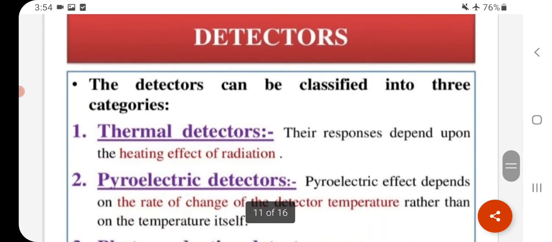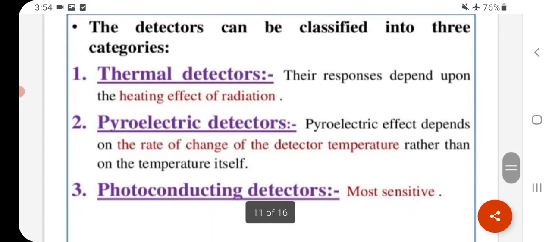Third, detectors. Detectors can be classified into three categories: thermal detectors, pyroelectric detectors, and photoconducting detectors. First, thermal detectors. These are made from metals like bismuth and antimony or semiconductor alloys as a thin film on a support material. This material is kept in an evacuated chamber. The incident radiation is absorbed by the blackened junction of the two metals. This gives rise to an EMF in proportion to the intensity of radiation. Their response depends on the heating effect of radiation.